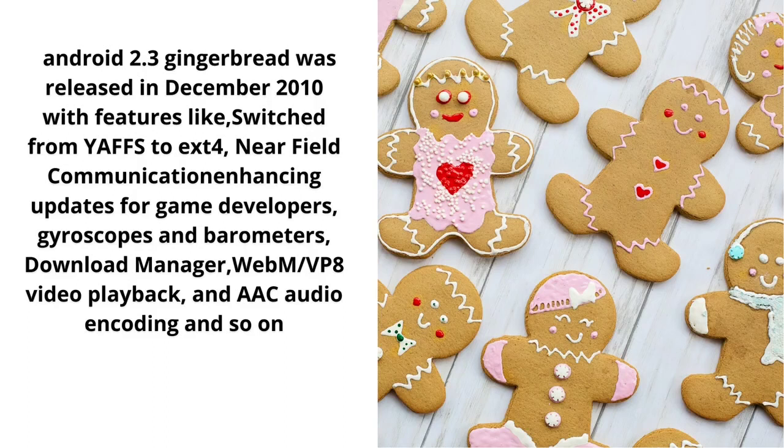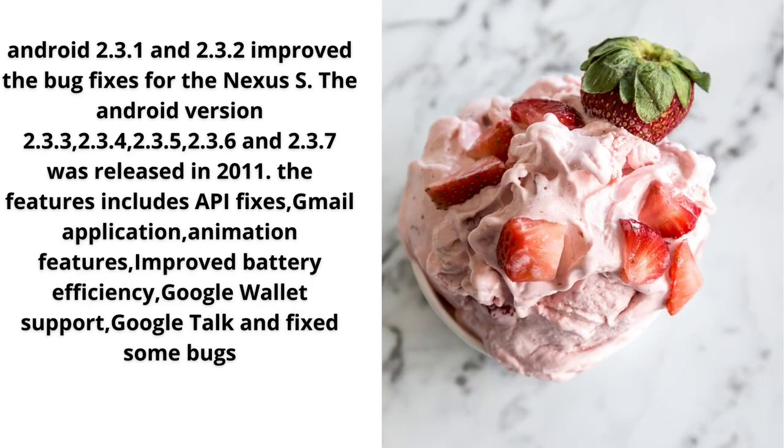Android 2.3 Gingerbread was released in December 2010 with features like switched from YAFFS to ext4, near-field communication, enhancing updates for game developers, gyroscopes and barometers, download manager, WebM, VP8 video playback, and AAC audio encoding and so on. Android 2.3.1 and 2.3.2 included bug fixes for the Nexus S.